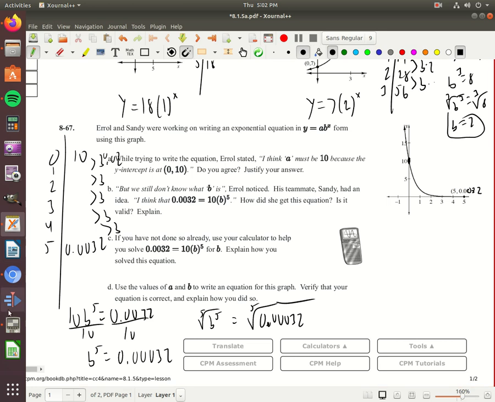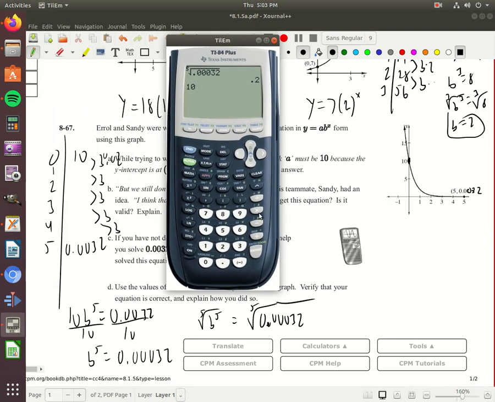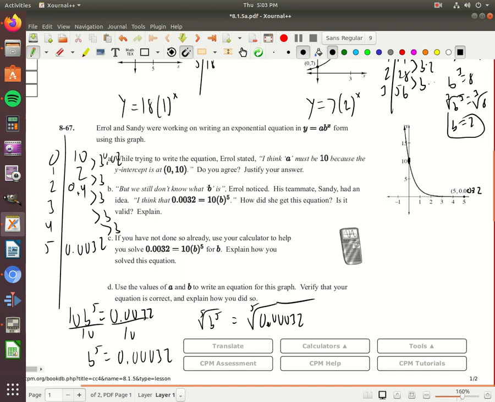And let's see if this works. If I take 10 and just start multiplying it by 0.2, I get 2. Then 2 times 0.2, I get 0.4. This is going to be 0.08. This is going to be 0.0016. Actually, maybe I have one too many zeros in there.